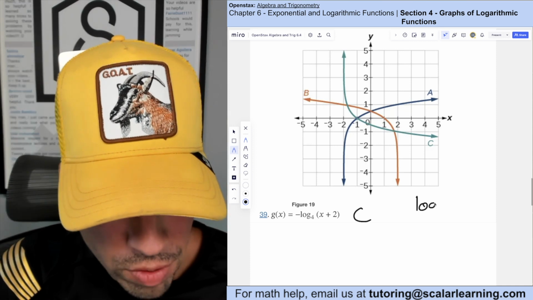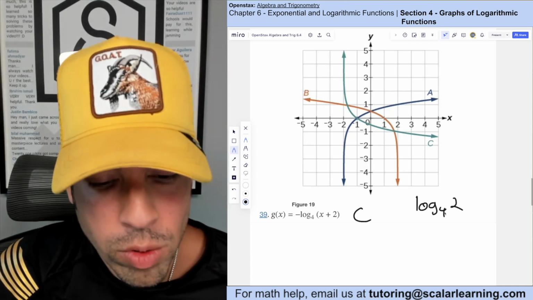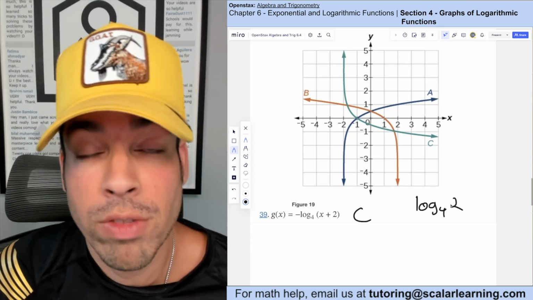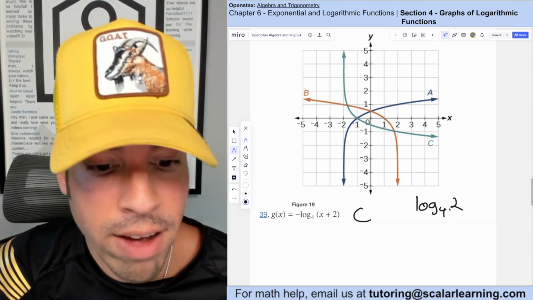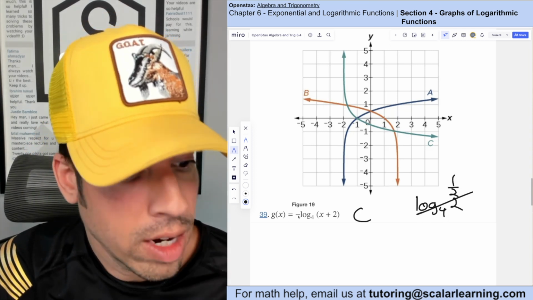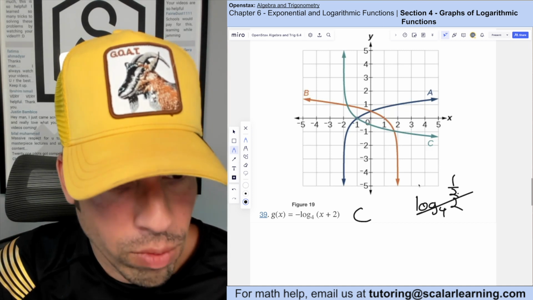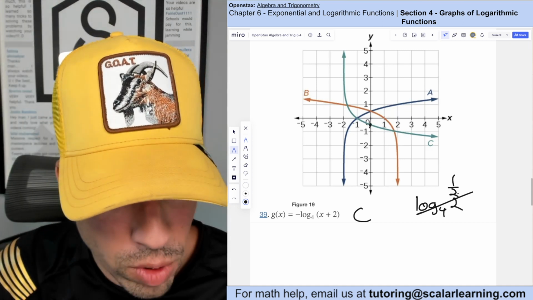plus 2 would be log base 4 of 2. So log base 4 of 2 is asking, 4 to what power is 2? That's 4 to the square root, or 4 to the 1/2 power. So that would give you 1/2. And then you negate that, and you get negative 1/2 when x is 0. Look at that. C, negative 1/2 when x is 0.